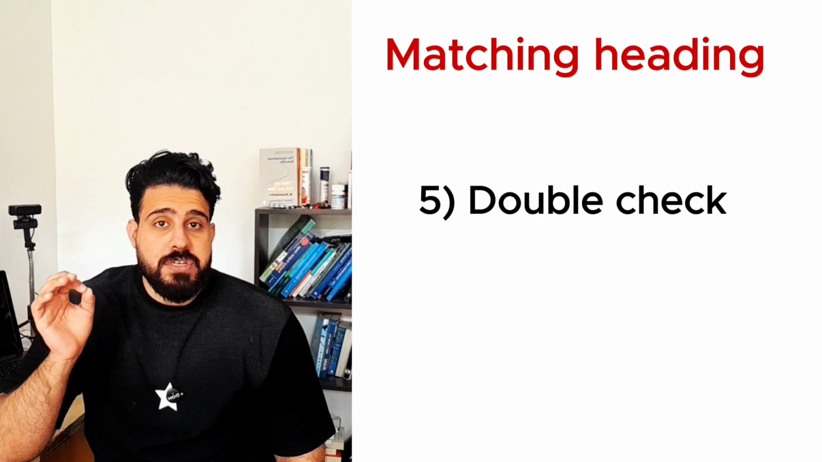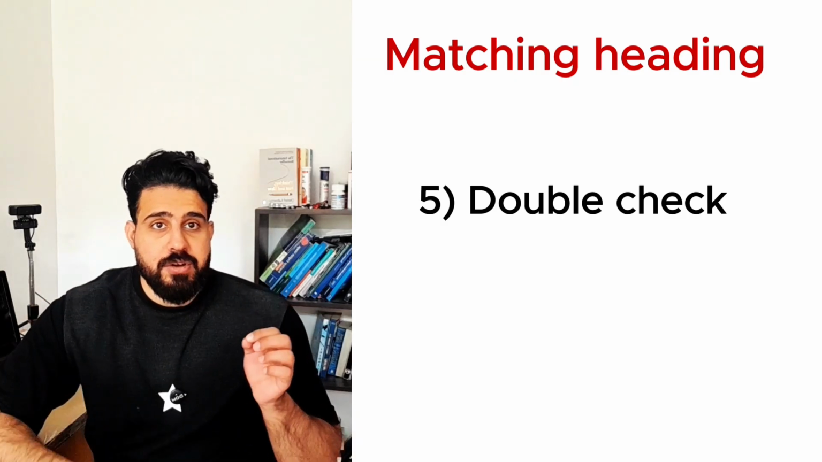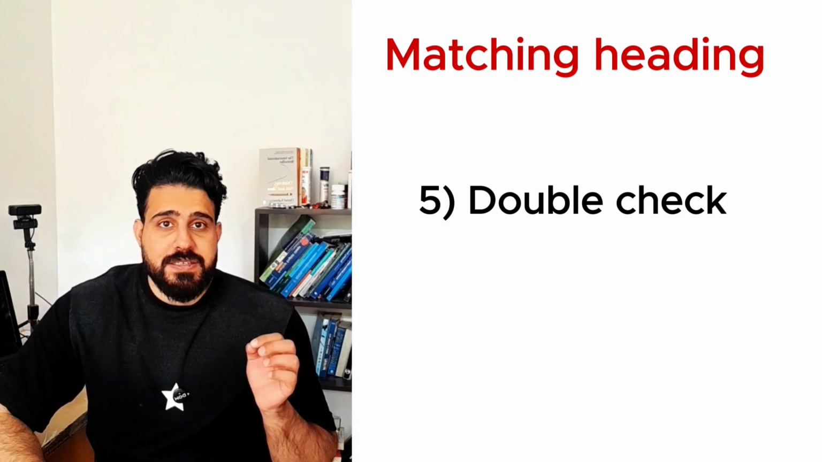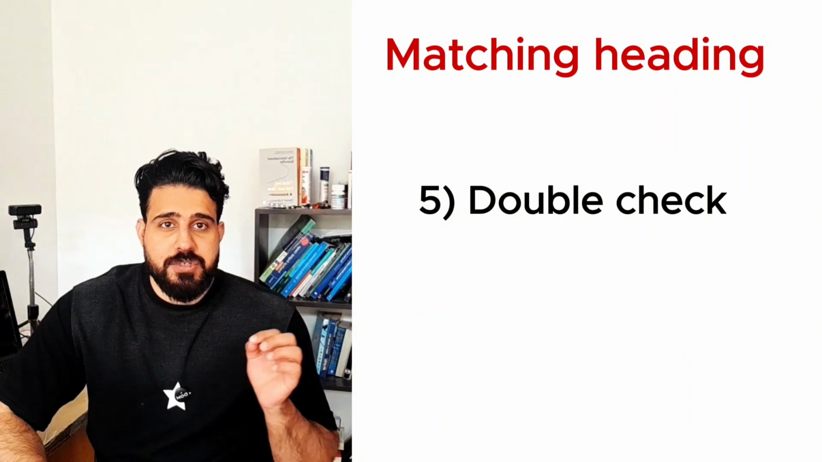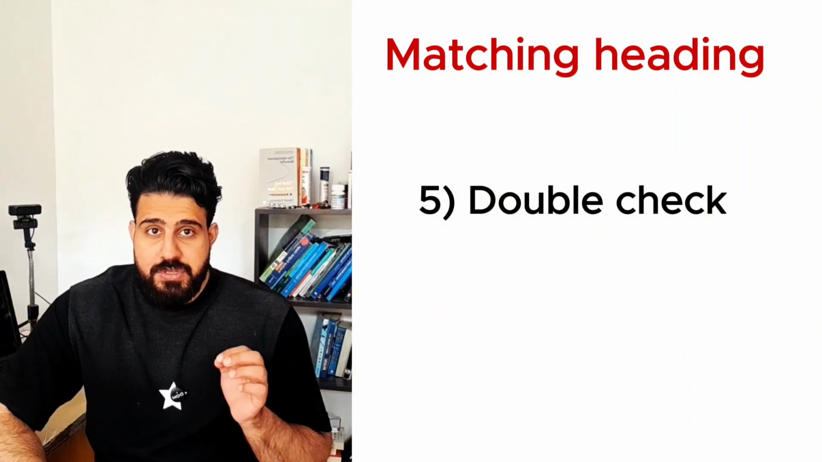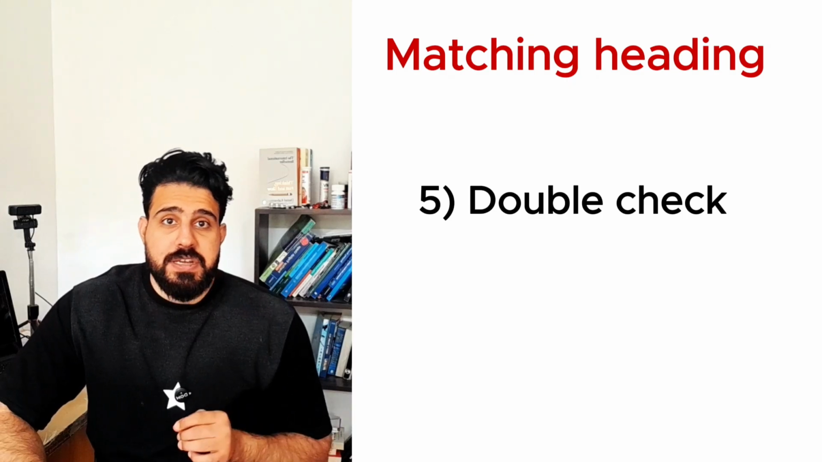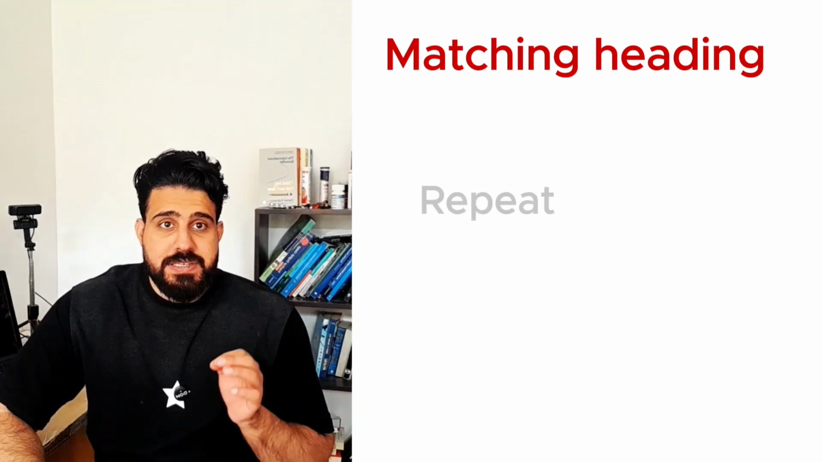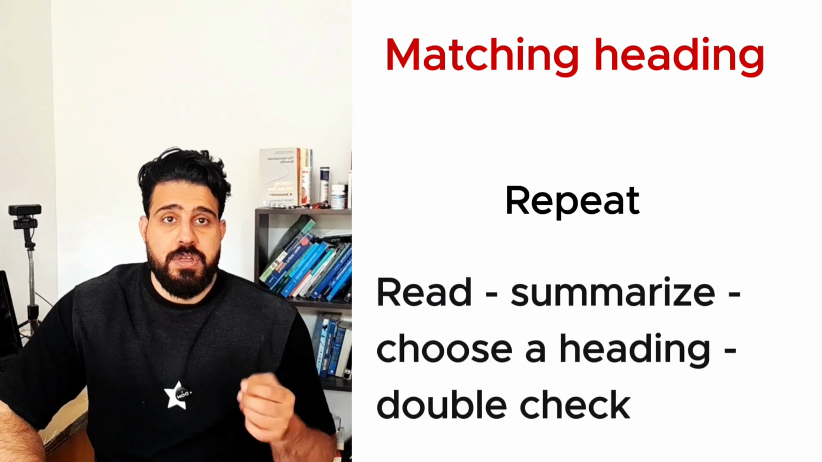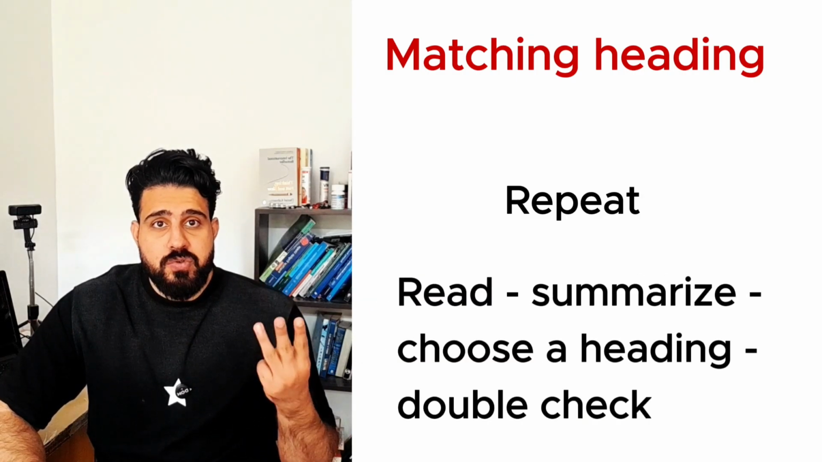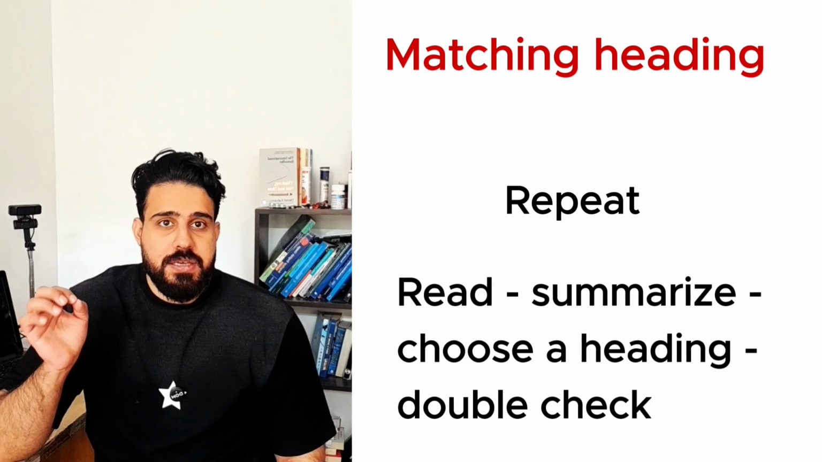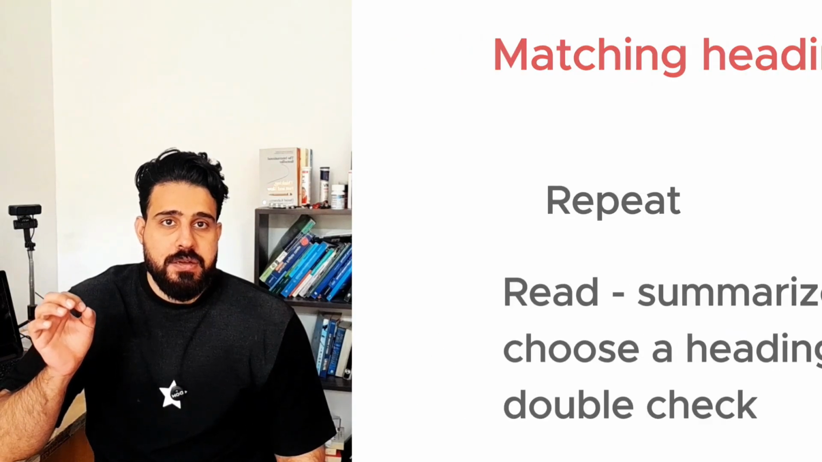It's just your temporary answer for now. Step 5, double check. Read that paragraph again quickly and ask, does this heading really capture the main idea? If it does, awesome. Move on to the next paragraph. Then repeat the same process for the other paragraphs. Read, summarize, choose a heading, and double check. The key is to focus on the main idea, not the small details. Matching headings is all about understanding the paragraph as a whole, not getting lost in the examples.